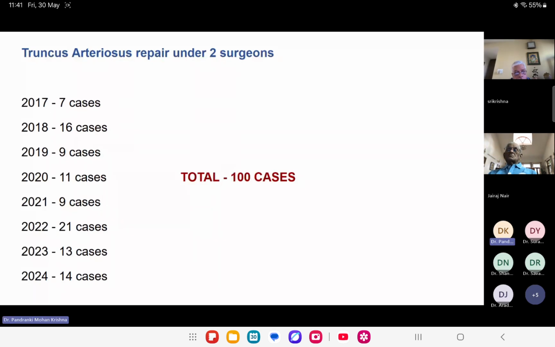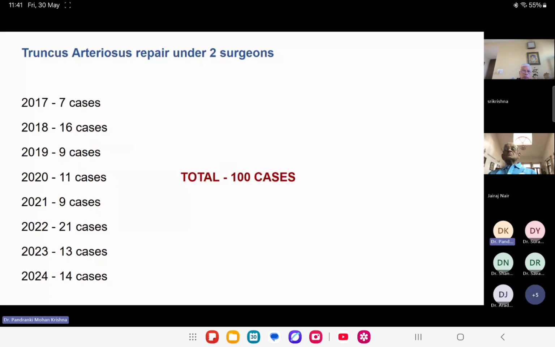Coming to the PTFE conduit as RV-PA conduit, I have taken separately the statistics from 2019 to 2021. That is only the patients with a PTFE valved conduit as the RV-PA conduit. From 2019 to 2021, there were 38 cases with 71% infants, that is 1 to 12 months, and peak age is 1 to 6 months. Gender is almost equal, 50-50.